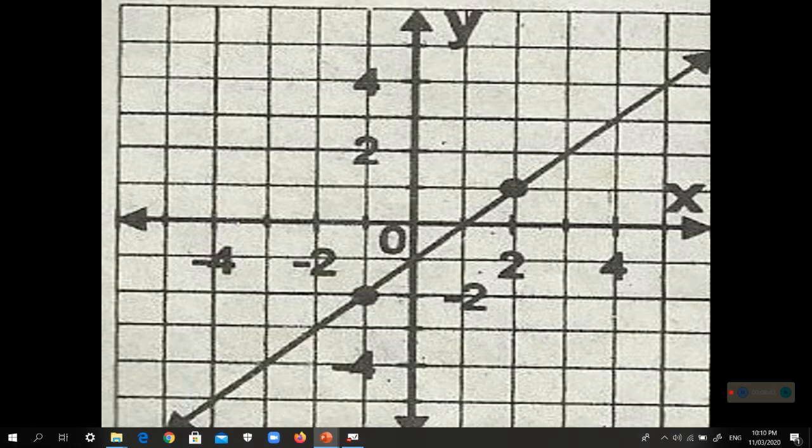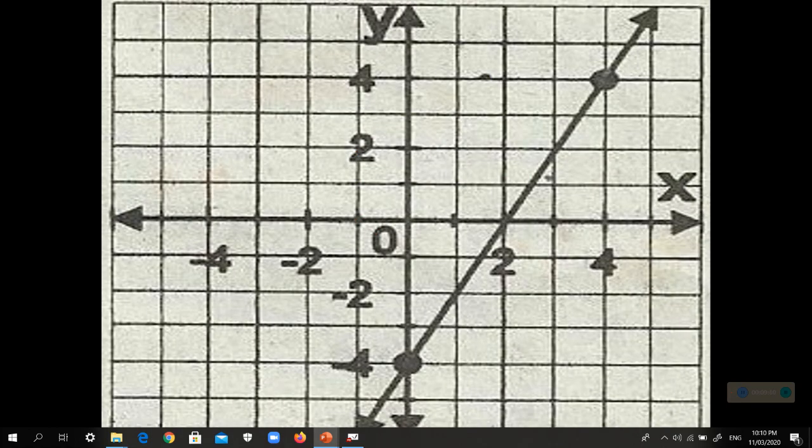Okay, how about if you are given this? Again, you have to count the rise over run. Right? Rise, 1, 2, 3. Over run will be 1, 2, 3. So, 3 divided by 3 is equal to 1. Since it leans on the right, it is a positive slope.